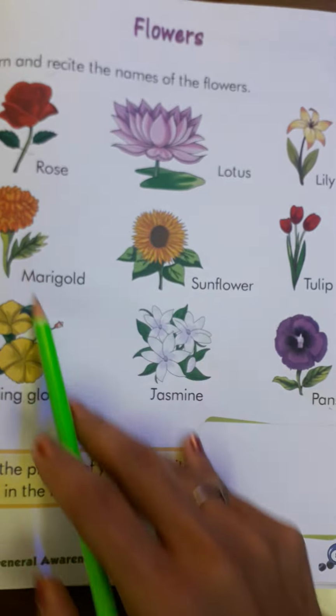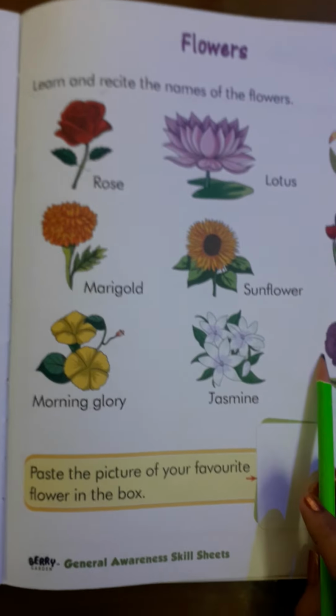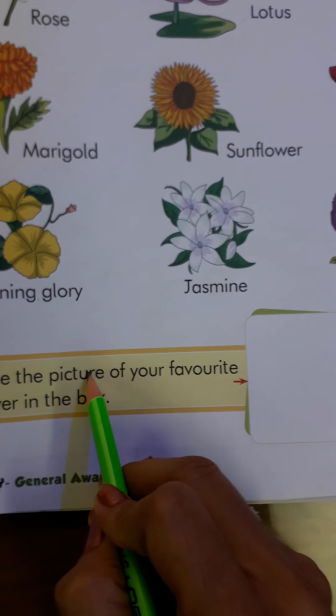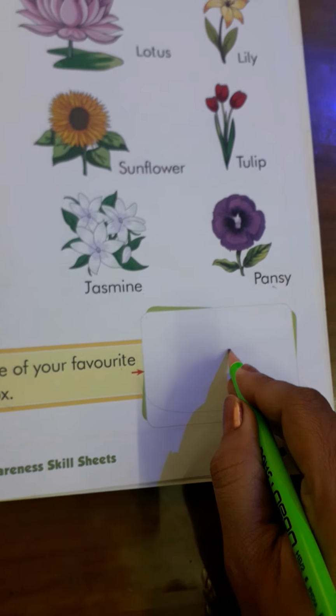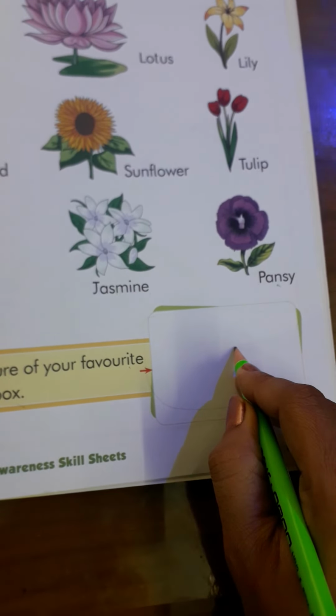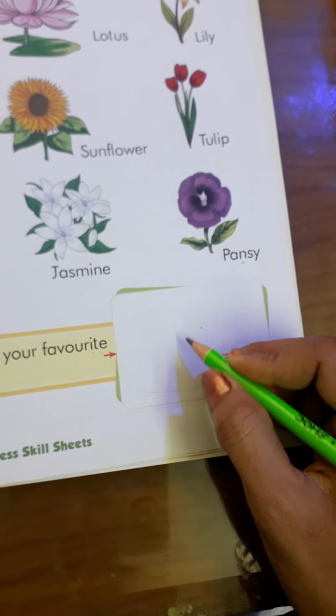So this way I have read you all the names of these flowers. Now come down, paste the picture of your favorite flower in the box. ये जो box बना है ना, आपका जो favorite flower जो आपको सबसे ज़्यादा पसंद है, उसकी picture आपको यहाँ पर चिपकानी है. ओके, you can stick the picture, अगर आपके पास नहीं है तो आप एक छोटा सा फ्लावर भी ड्रॉ कर सकते हो.